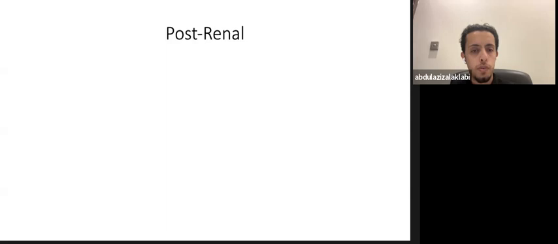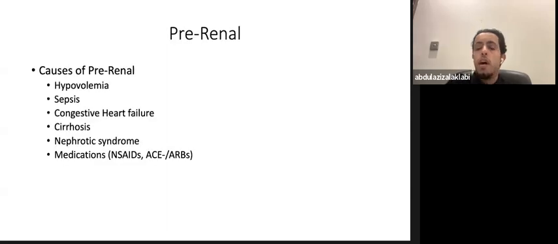So different causes, we said this before, of pre-renal failure. Anything that causes a decrease in the renal blood flow will cause pre-renal failure: hypovolemia, sepsis, congestive heart failure, cirrhosis, nephrotic syndrome. So all of these are essentially causing a decrease in the blood flow to the kidneys, and this is what's causing the renal failure.